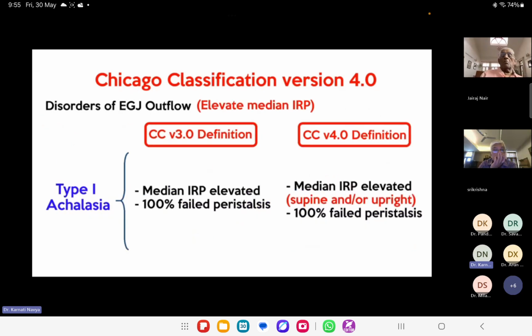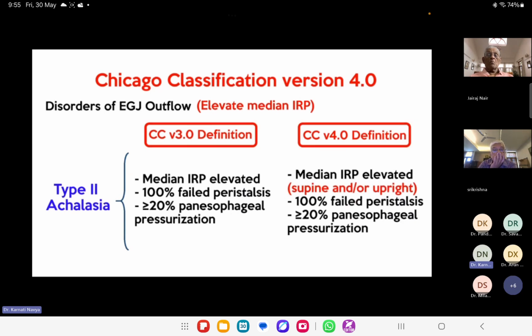Disorders of outflow obstruction. In the definition, the difference between the third version and the fourth version is that integrated relaxation pressures are elevated both in supine and upright positions. And there is 100% failed peristalsis in type 1 achalasia. In type 2 achalasia, the IRP is elevated, there is 100% failed peristalsis, and there is more than 20% pan-esophageal pressurization. And in type 3 achalasia, there is raised IRP with 100% absent peristalsis and more than 20% of swallows with spasm.